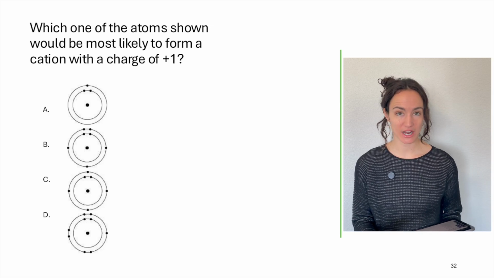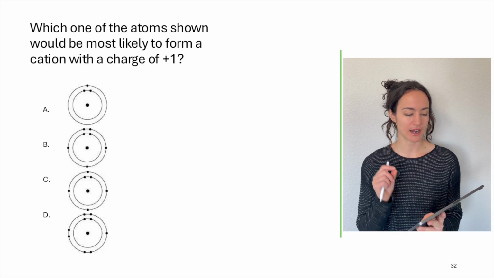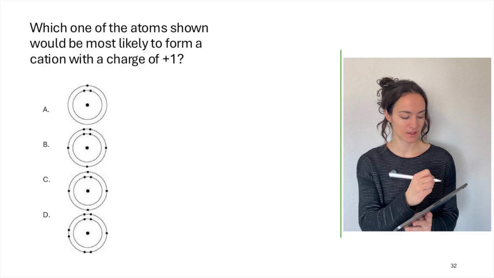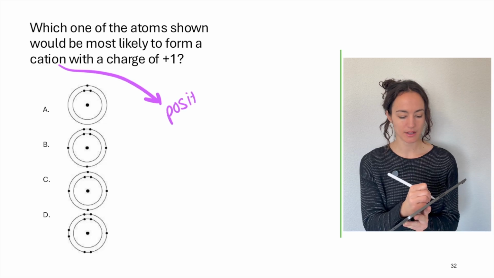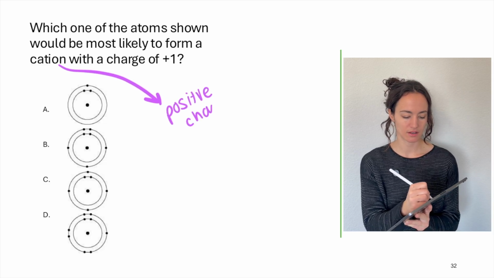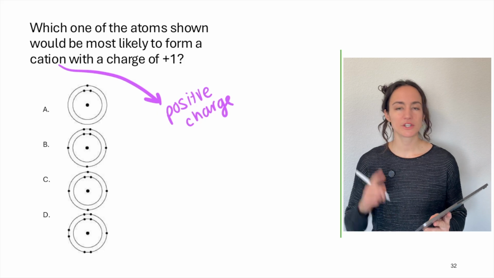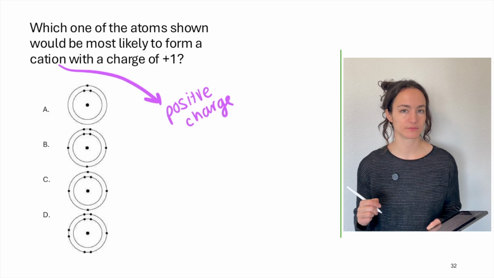Here's another one for you to try out on your own. This can be a little bit tricky, but we have different atoms here and you're trying to figure out which one of them could form a cation. Pause. That means a positively charged ion with a charge of +1. So pause and try to think this one through.